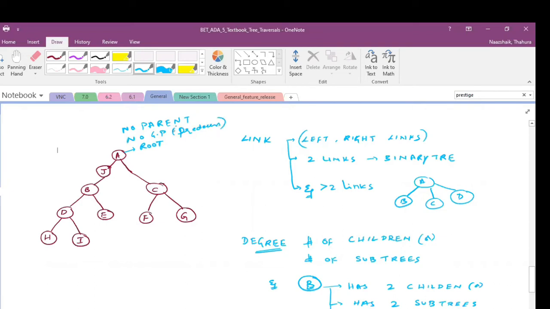So which is that node in a tree? There will be one special node in a tree which will not have any predecessor or any parent. Such a node is called a root.